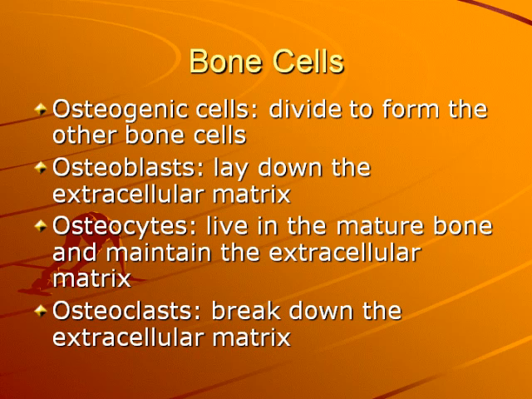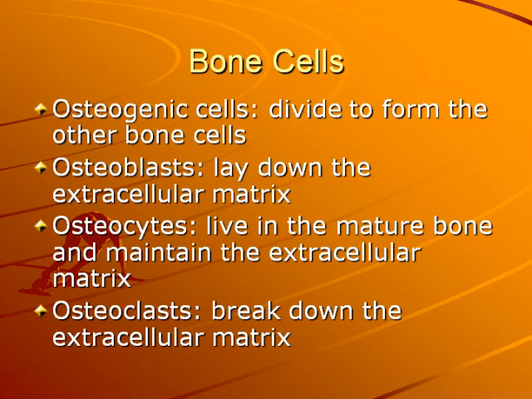Okay, let's review the bone cells. Your osteogenic bone cells are what differentiate into other bone cells. They divide to form other bone cells. These types of cells are very active during growth periods, childhood, and then even when you're an adult, when you have periods of healing, or if you've broken a bone or had a fracture and you need to go through the healing process, at that time you would have more osteogenic bone cells.